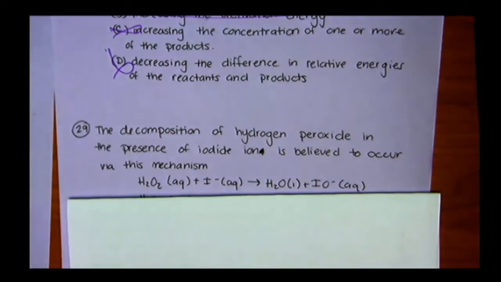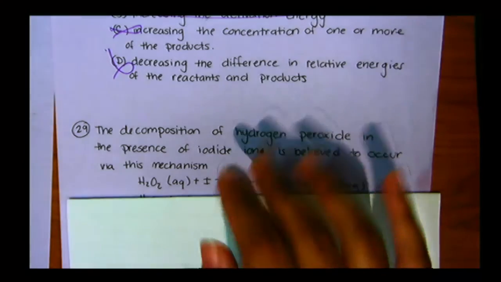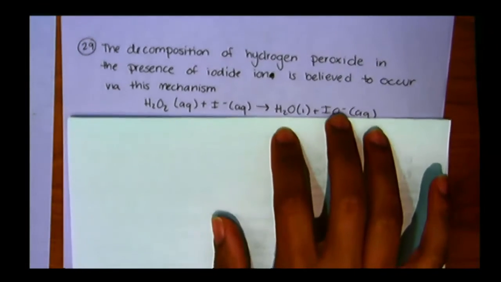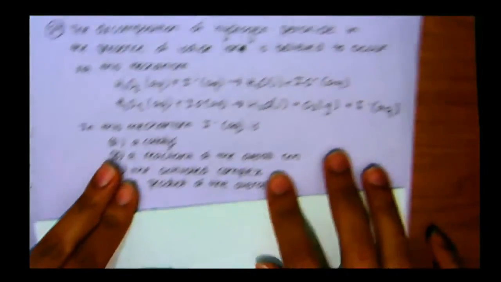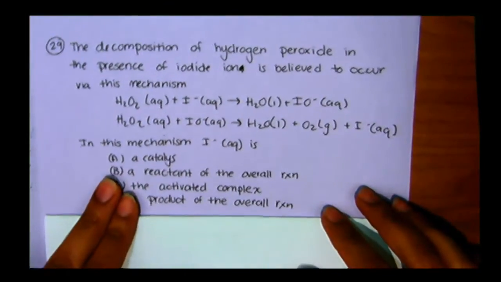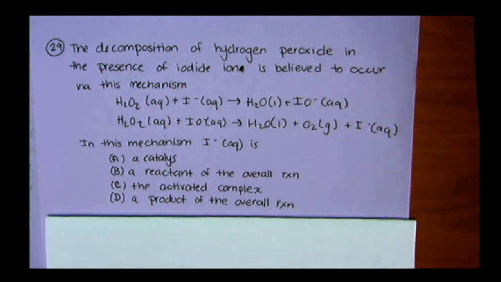All right. The decomposition of hydrogen peroxide in the presence of iodide ion is believed to occur via the following mechanism. A good way to do elimination on this one is that you have two answer choices talking about the overall reaction and I being present. Add your reactions together. Once you add it, you'll notice that I is nowhere to be found. Therefore, it's neither in the product nor the reactant. You've eliminated B and D as possible answers. That leaves you just with A and C.